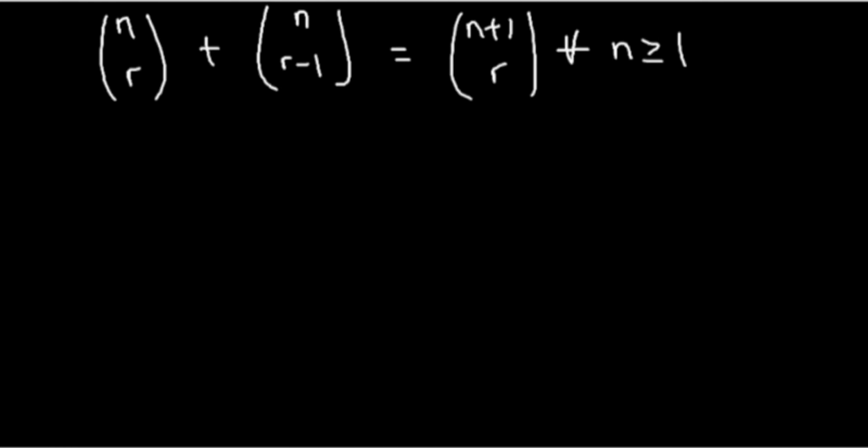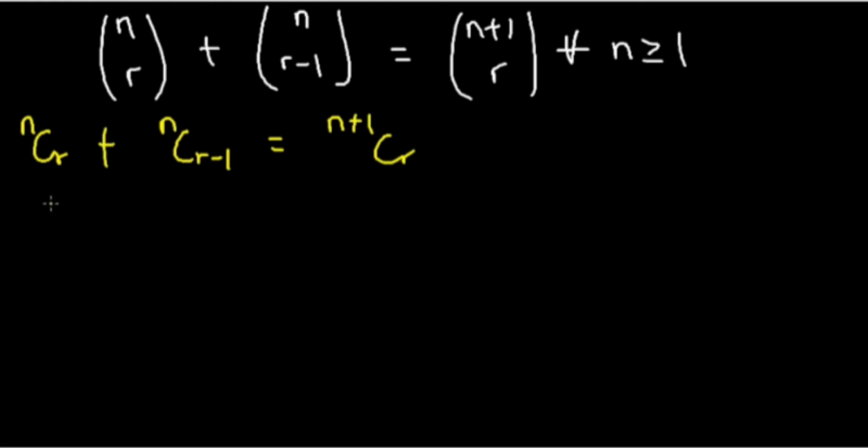The Pascal identity: N combination R plus N combination R minus 1 will give us N plus 1 combination R, for all N greater than or equal to 1. So how is that possible? When you see this kind of bracket, it means combination. So I can have N combination R plus N combination R minus 1. I want to prove that it's the same thing as writing N plus 1 combination R.